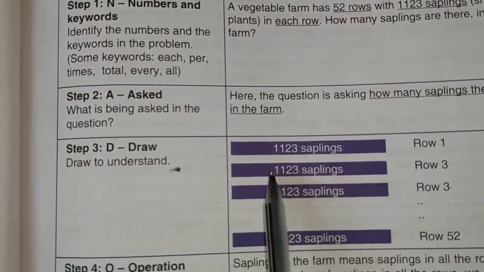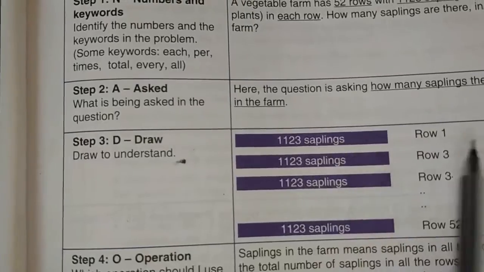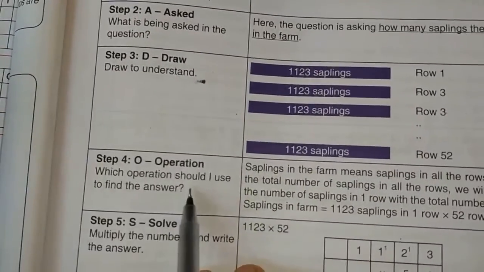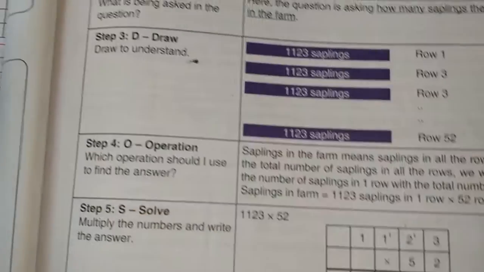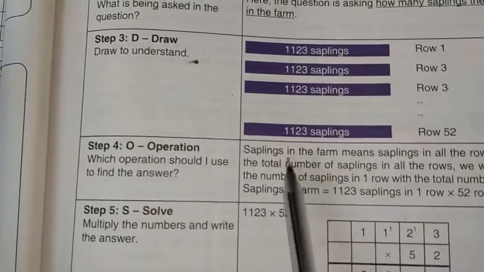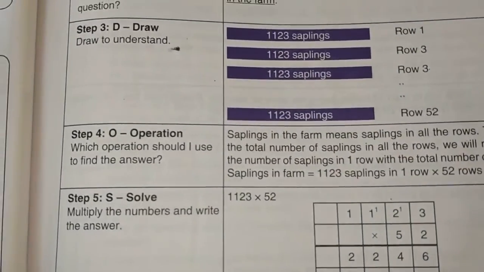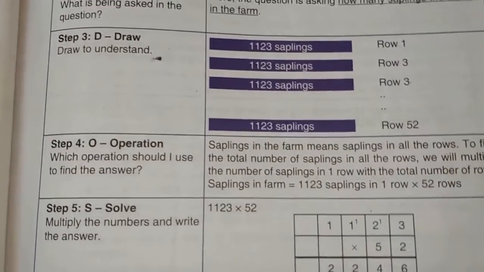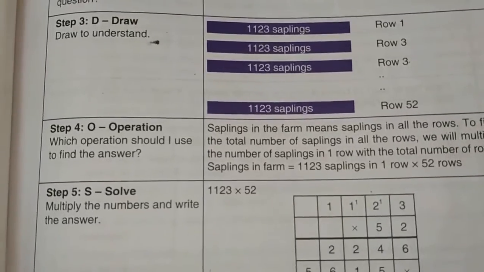So here we have to draw 1123 saplings, row number 1 to row number 52. You know which operation we'll use. So which operation should I use to find the answer? Saplings in the farm means the saplings in all the rows. To find the total number of saplings in all the rows, we will multiply the number of saplings in one row with the total number of rows.